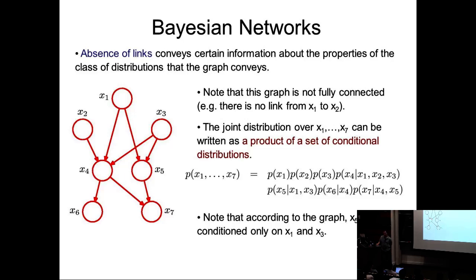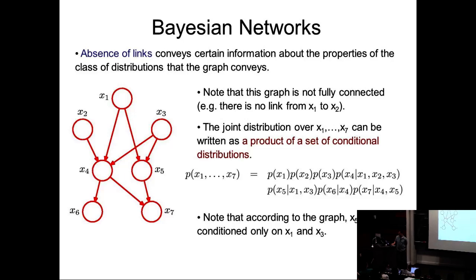But if we have a graph where certain links are missing, the absence of certain links conveys information about the properties of the class of distributions that the graph represents. So when links are missing in the graph, it tells us something about what kind of distribution we're looking at. For example, this graph is not fully connected. There is no link from x1 to x2. So the joint distribution over x1 to x7 is a product of the set of conditional distributions. You can think of this as layer 3, this as layer 2, and this as layer 1.